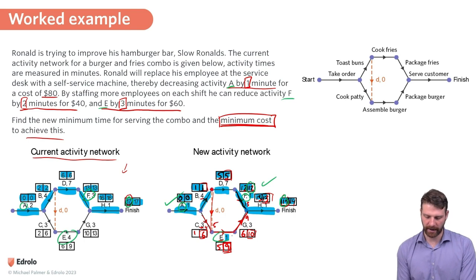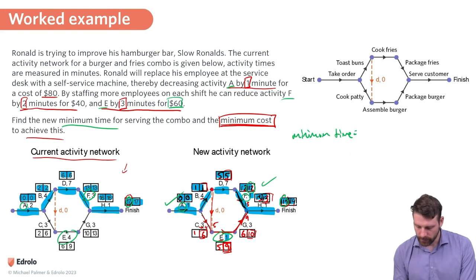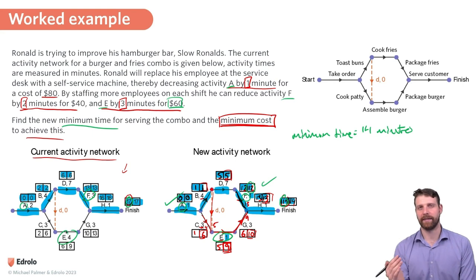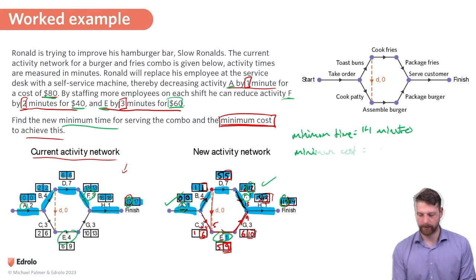We can see here that changing E didn't actually make a difference. And that cost us $60 to do. That was $60 wasted, I think. So the new minimum time is going to be 14 minutes. And the minimum cost to do this is going to be the cost of those activities that mattered, right? So we don't want to actually change E. There's no point in doing that. We can still reach 14 minutes if E stays the same. And the cost was going to be the $40 to change activity F and the $80 to change activity A. So the minimum cost is going to be $40 plus $80 was going to give us $120.